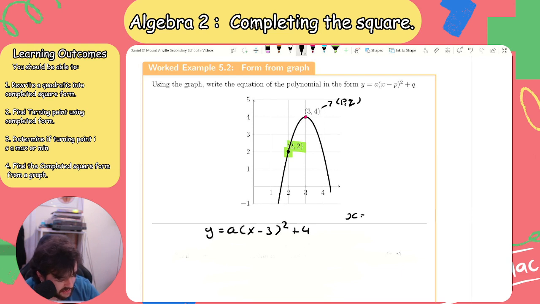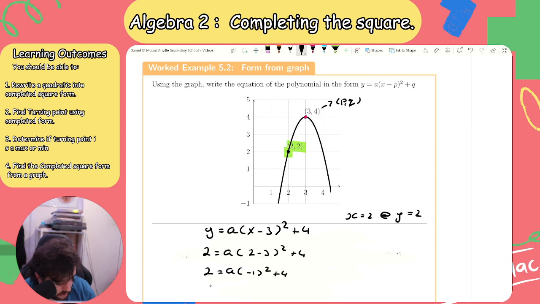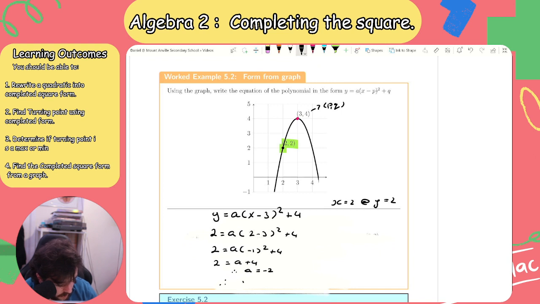So I know x is equal to 2 when y is equal to 2. So let's sub it in. 2 is equal to a times (2 minus 3) all squared plus 4. 2 is equal to a times (minus 1) all squared plus 4. 2 is going to be equal to a times 1, since minus 1 squared is just 1, plus 4. a is going to equal minus 2. Therefore, y is going to be equal to minus 2 times (x minus 3) all squared plus 4. That is my complete the square form formed from a graph.